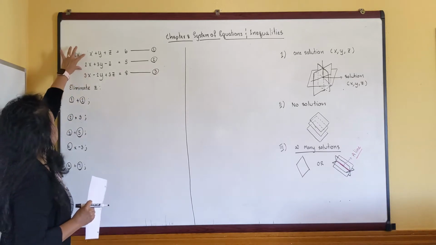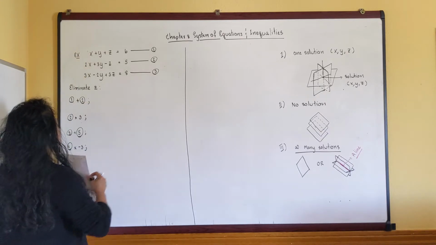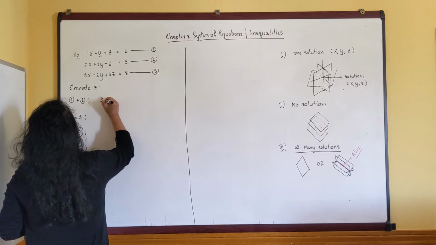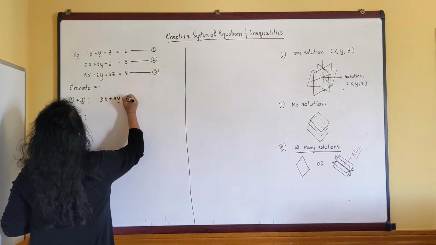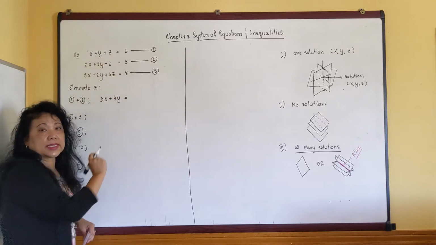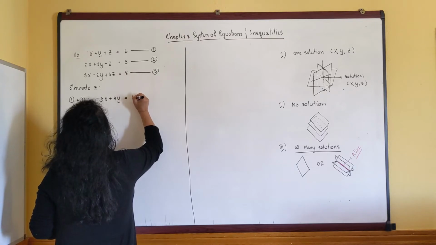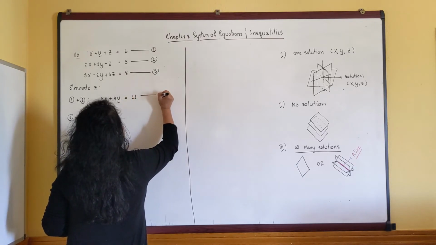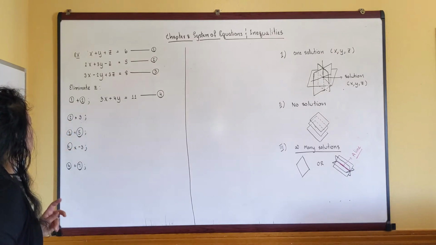If you add these two equations, you have 1x here and 2x here, so it's going to be 3x. The y is going to be plus 4y. The z, plus z and minus z, will disappear, so you're going to have 11. Let's call this equation number 4. All right. Now I eliminate the z.